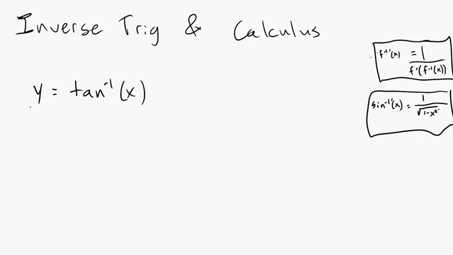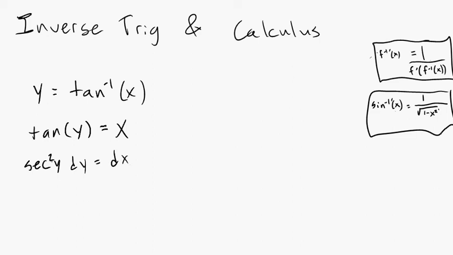So let's take the tangent of both sides. Tangent of y equals tangent of inverse tangent of x equals x. So now we can use implicit differentiation. So let's do that. What's the derivative of tangent of y? That's secant squared of y dy, and then that equals the derivative of x, so that's dx.